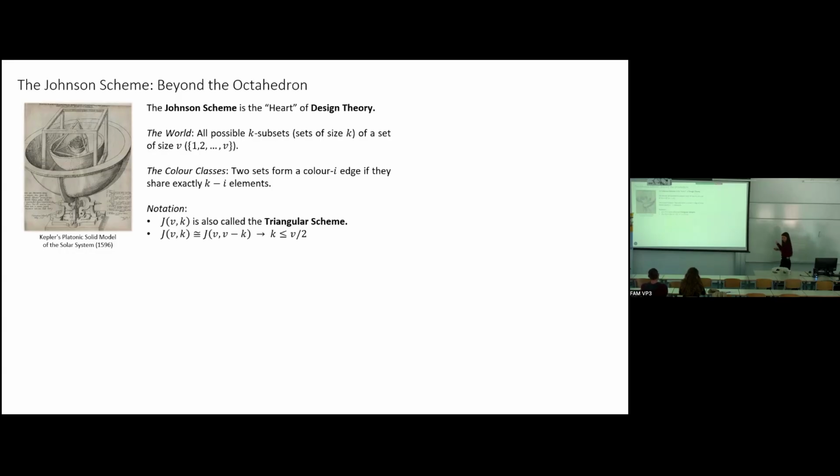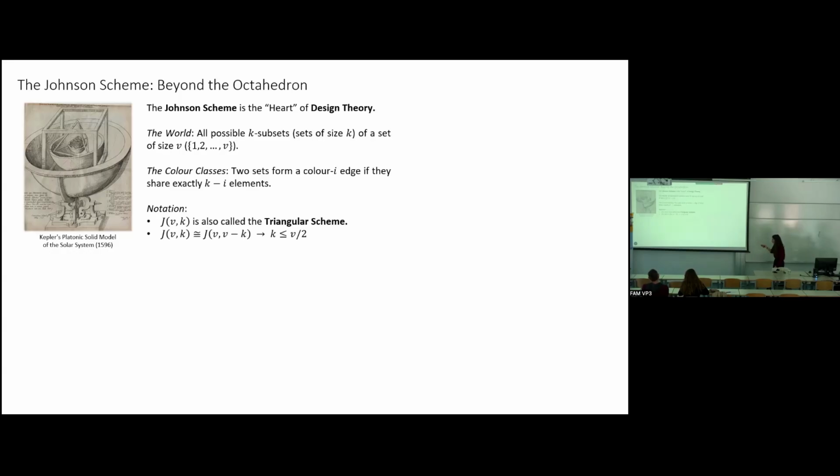Two sets form an edge of color i if they share exactly k minus i elements. So for k equal to 2 and v equal to 4, we have two colors, two relations. Because of course it is two, i runs from 1 to 2, as we don't need to consider the identity relation. So 2 minus 1: they are colored red if they share one element. Then 2 minus 2, 0: if they're disjoint, we use blue or any other color.